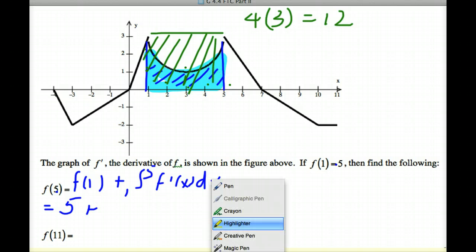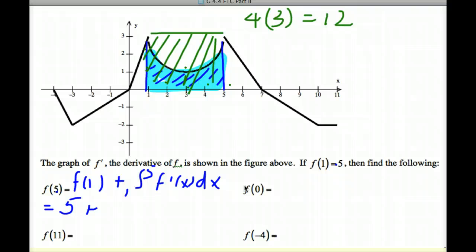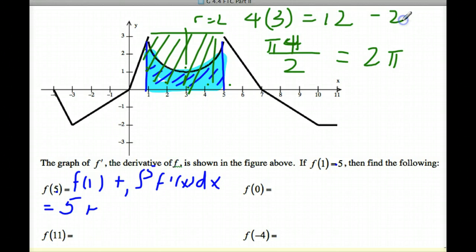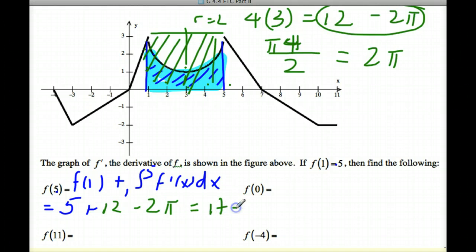So let's do the math for the semicircle. The area of a semicircle is pi r squared, and if you take a look, my radius is equal to 2. So 2 squared is 4. Since it's a semicircle, I have to divide that by 2, which means I need to take 12 minus this 2 pi. So I'm going to stick this down here to be 12 minus 2 pi. And that's going to give us 17 minus 2 pi. Okay?